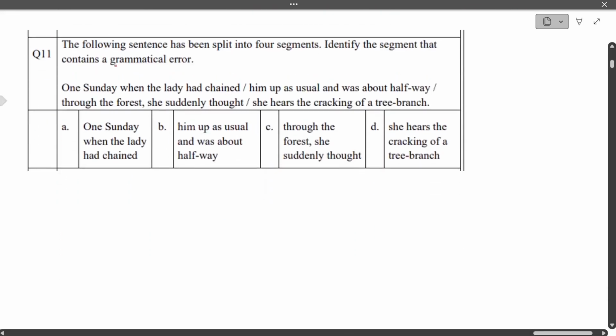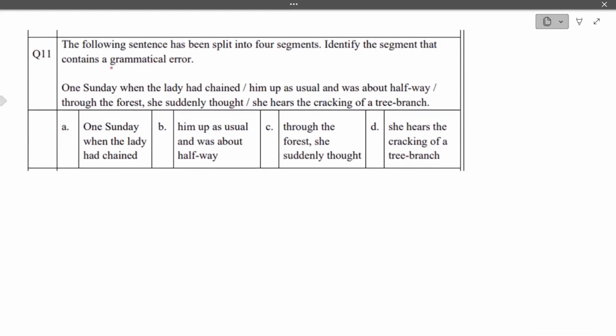We have this question. The following sentence has been split into 4 segments. Identify the segment that contains a grammatical error. Let's read out the sentence. One Sunday, when the lady has chained him up as usual and was about halfway through the forest, she suddenly thought she hears the cracking of a tree branch. In this case, the correct answer would be this one, because it has a grammatical error in it.